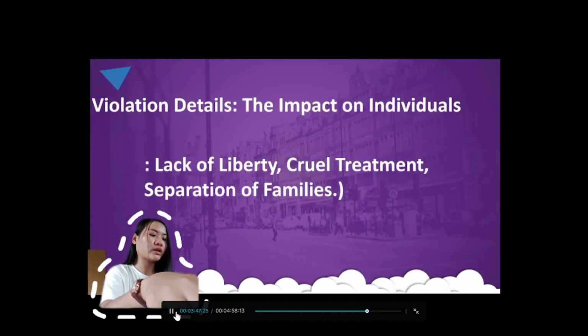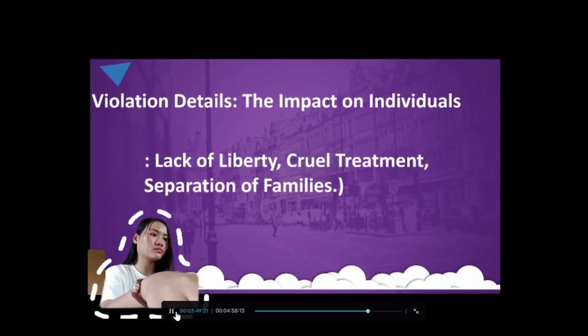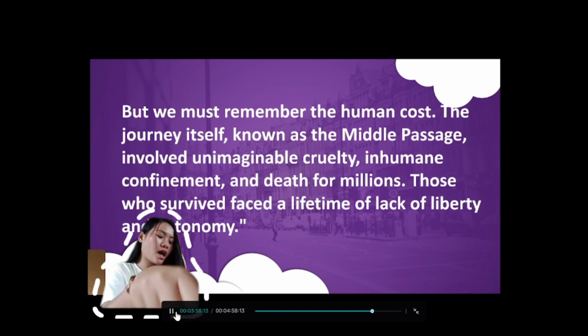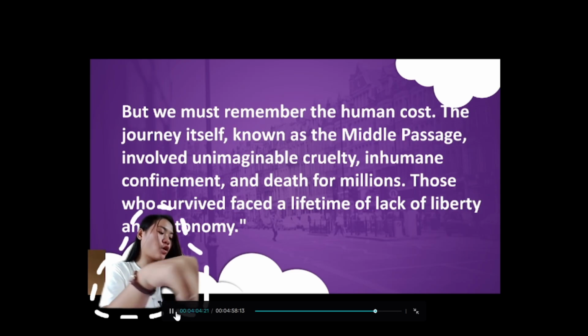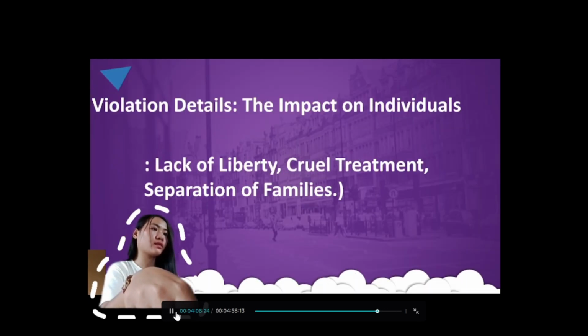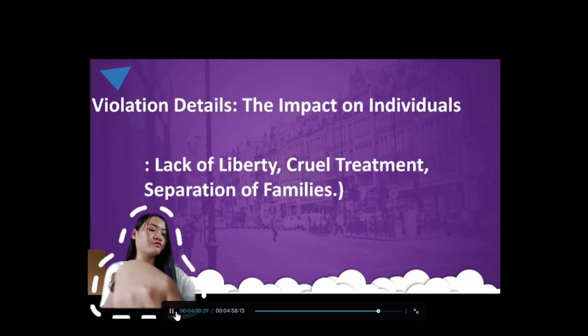What is cruel treatment? Cruel treatment is any act that intentionally inflicts unnecessary or severe pain and suffering, whether physical or mental. Next is separation of families.